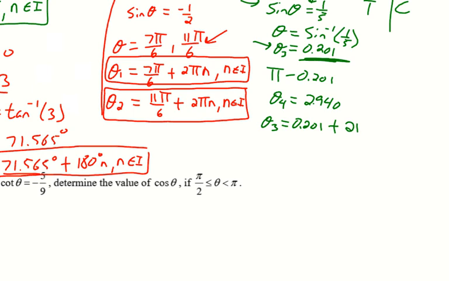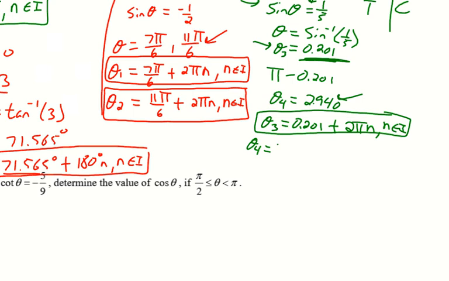So it's going to be 2 pi n. For every time you go around, it has to be a new integer. And then technically you'd say where n is a member of the integers. Okay, so there's our third angle, and then the other one's the exact same, but just a different number. So angle 4 is going to be 2.940 plus 2 pi n, where n is a member of the integers.